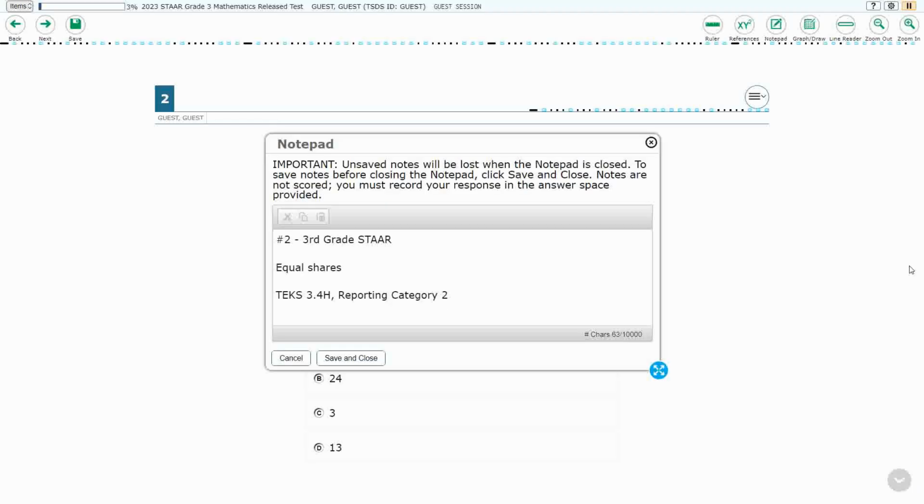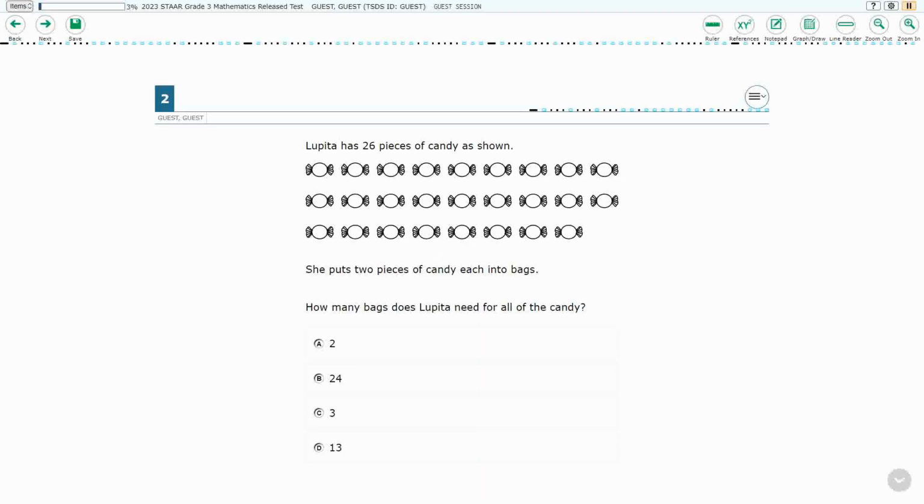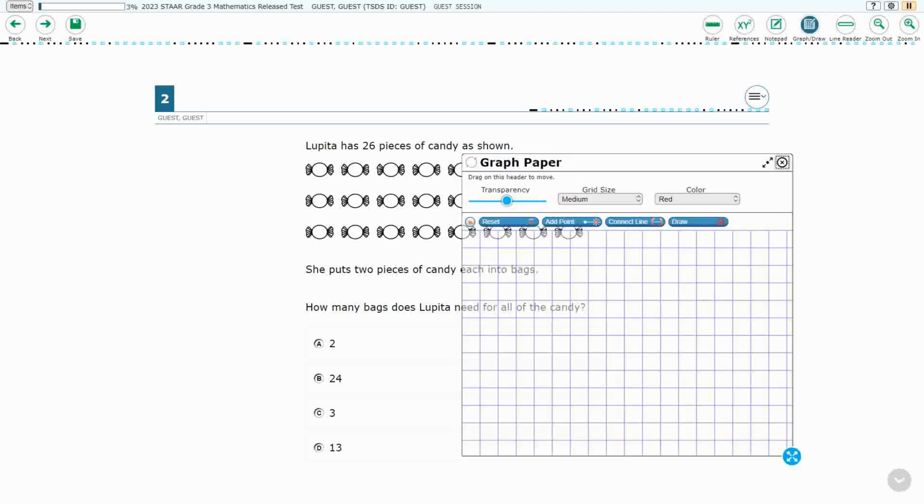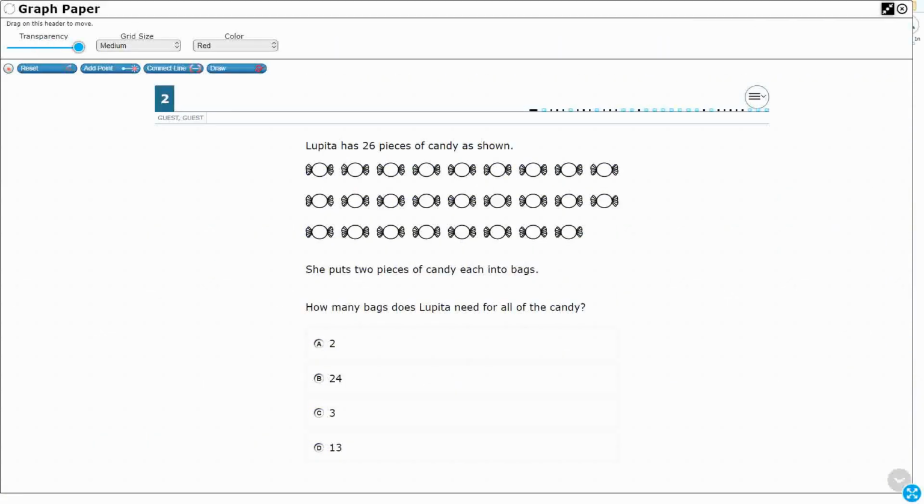For number 2, we are looking at equal shares. This is TEKS 3.4H in reporting category 2. So Lupita has 26 pieces of candy. She puts 2 pieces of candy into each bag. And so hopefully we see a few different things here. Hopefully we see that she has 26 pieces of candy, so that's my total. 2 pieces of candy into each bag.